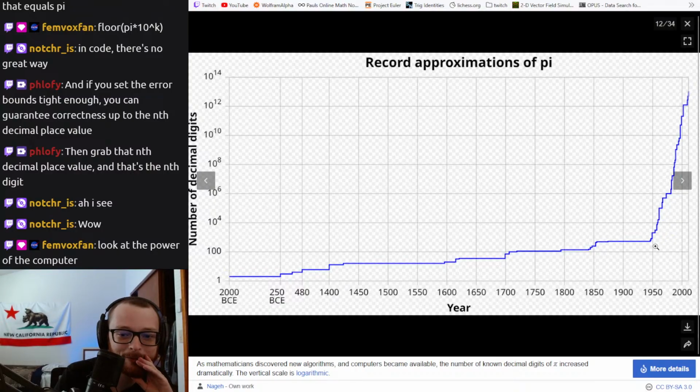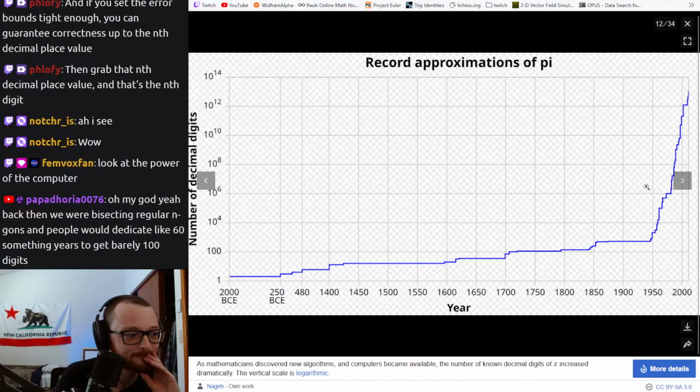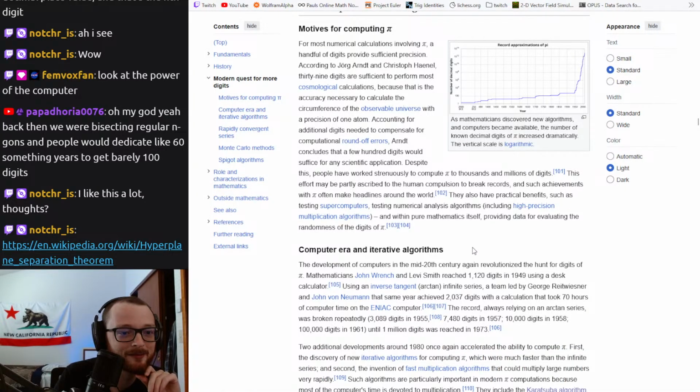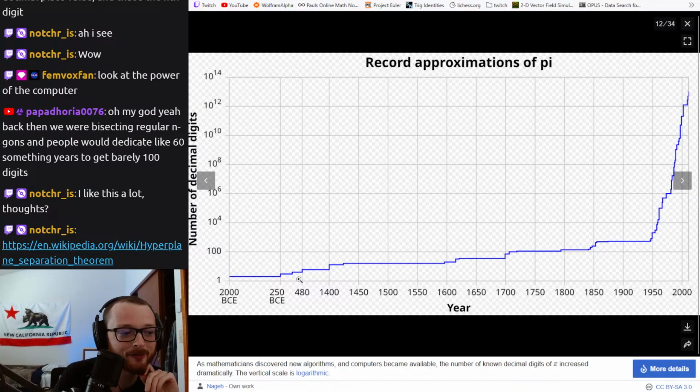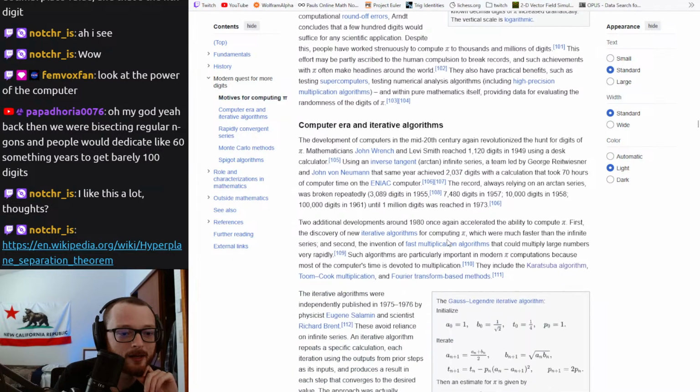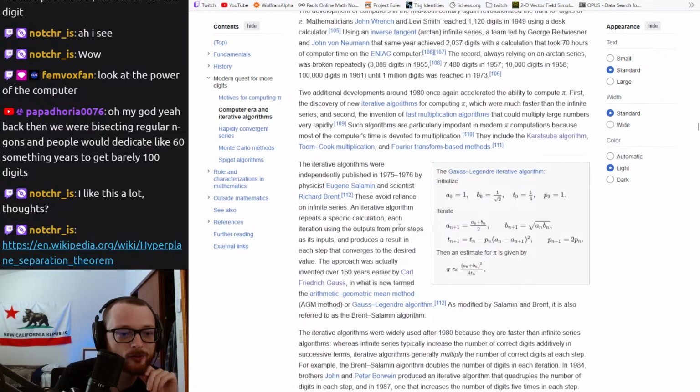And yeah, computers were right around 1950. Back then we were bisecting regular n-gons. People dedicated like 600 years to get barely 100 digits. We didn't have 100 digits until the 1700s apparently. But I wonder if some data is missing, because I thought there's a Chinese mathematician who had a really good approximation for pi early on. I don't remember how many digits though.